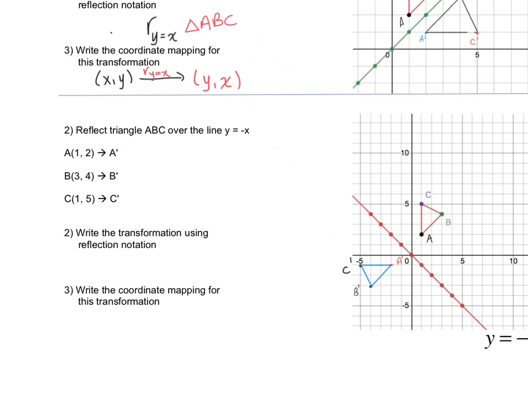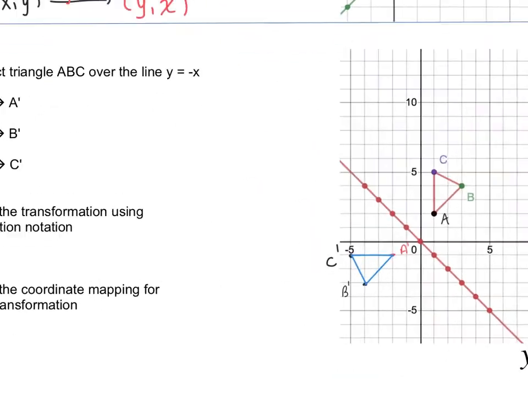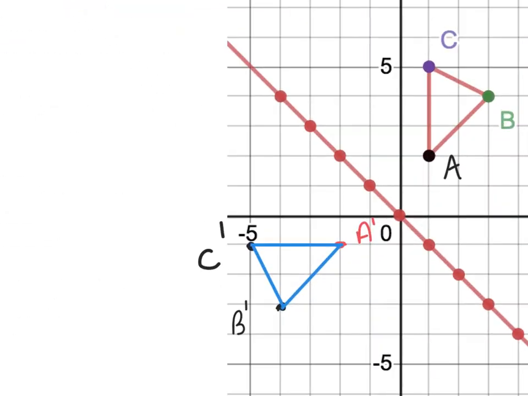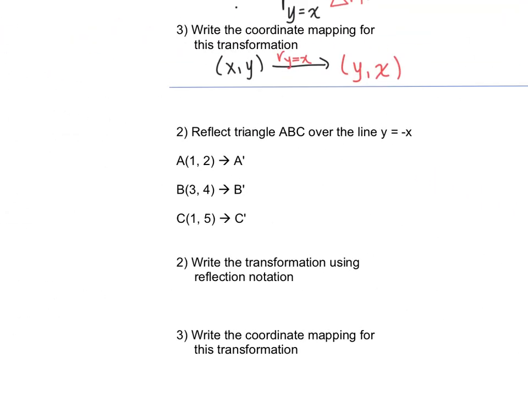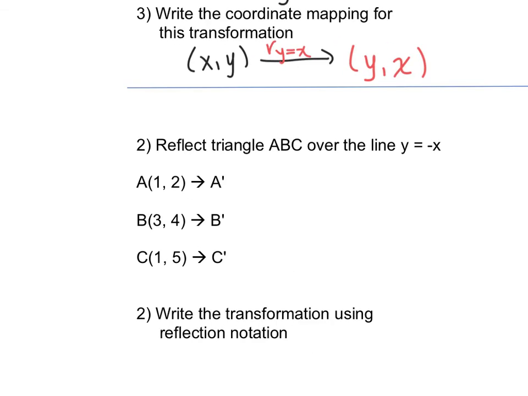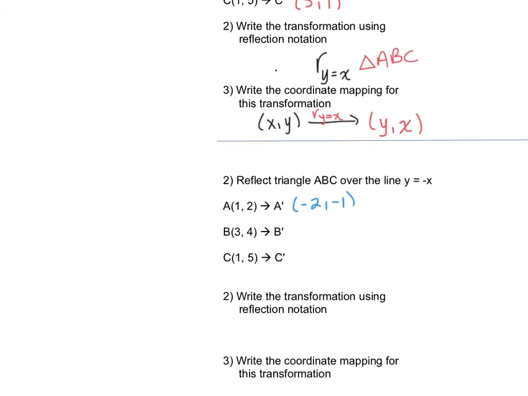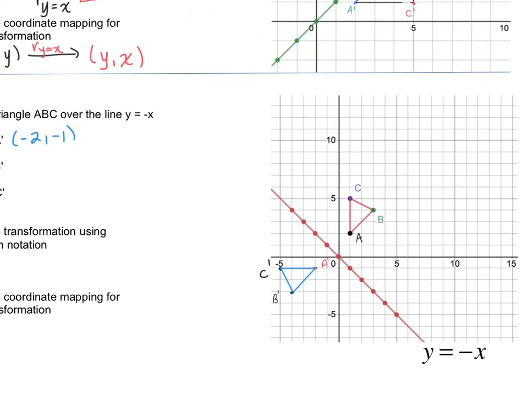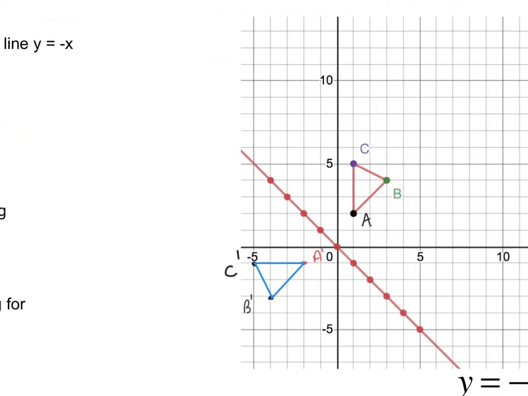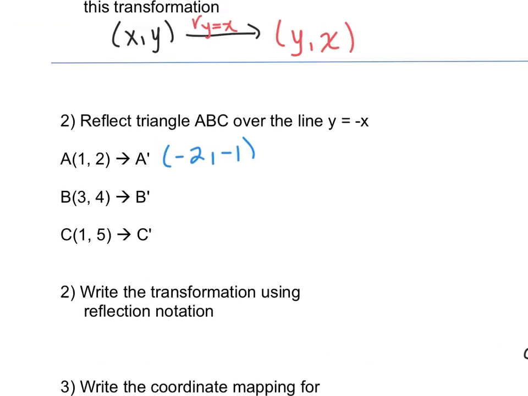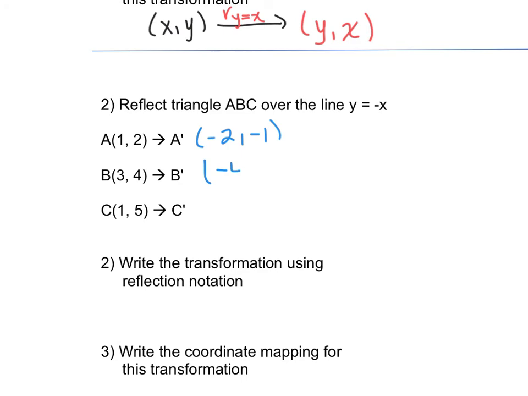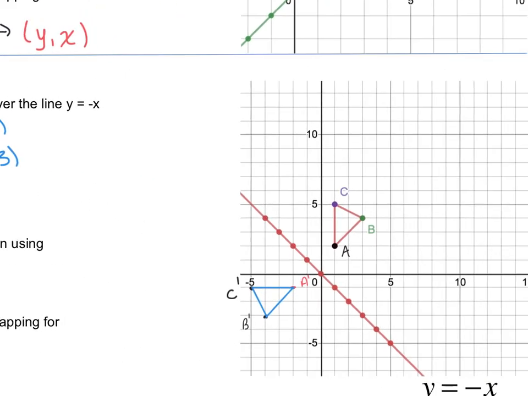Our next thing we're going to do is label our ordered pairs. So A prime became negative 1, negative 2. Wait, negative 2, negative 1. B prime became negative 4, negative 3. And C prime became negative 5, negative 1.